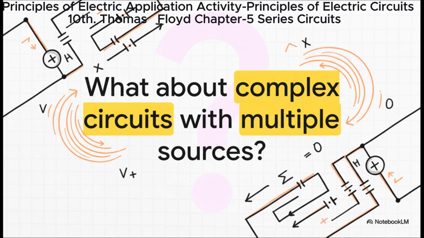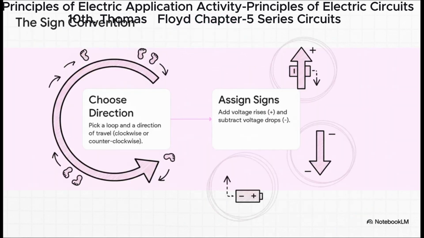Right, but what happens when things aren't so simple? What if you've got multiple batteries or a bunch of crisscrossing paths? That's where we need a really solid step-by-step method. And that is exactly why that algebraic sum is 0 version of KVL is so important. Okay, here's the key. You have to have a consistent system. First, just pick a direction to walk around the loop. Clockwise, counterclockwise, honestly, it doesn't matter as long as you stick with it.